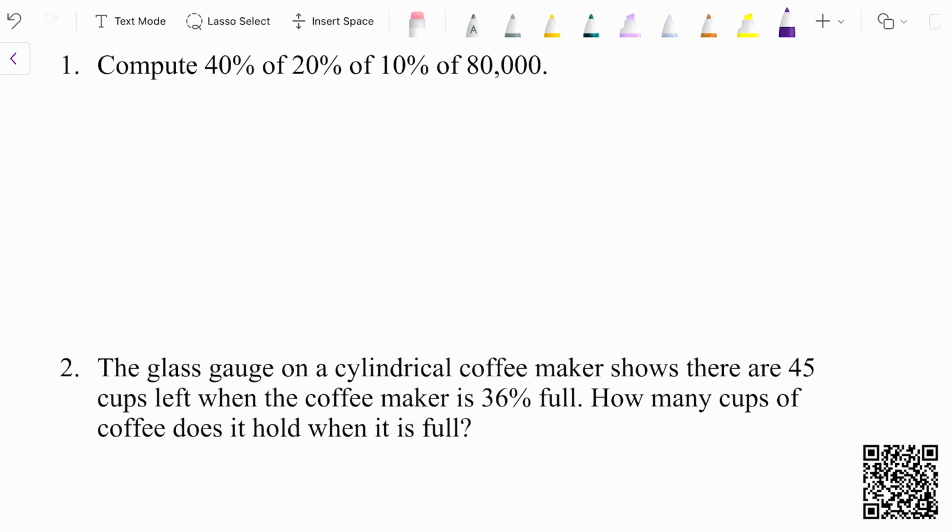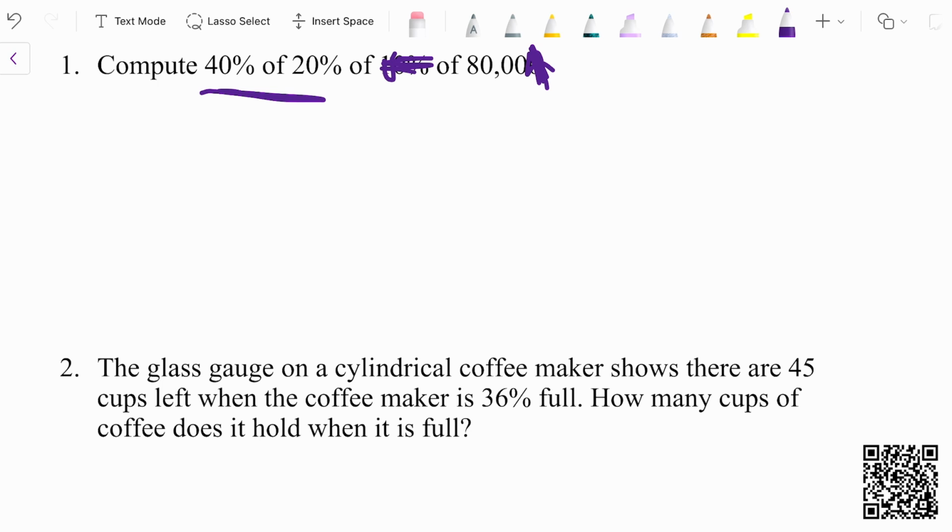Today's first question is, compute 40% of 20% of 10% of 80,000. So there are a multitude of ways you can do this, but I'm going to go this way, okay? So 10% of 80,000 is literally just 8,000 because you just get rid of a zero. So now we're working with 8,000 and our 10% is already done. But how are we going to compute 40% and 20%?